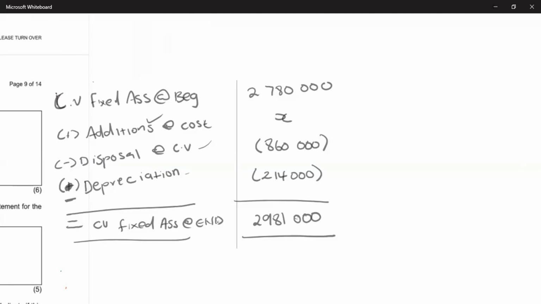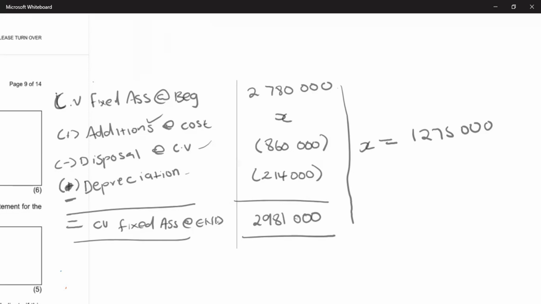So now you can solve for X, and I'm going to do that by saying 2,981,000. I'm going to go backwards and do the opposite. I'm going to add 214,000 and add 860,000. I'm going to minus 2,780,000. And if I do so, my additions at cost amount to 1,275,000.